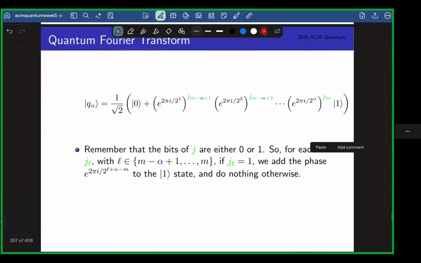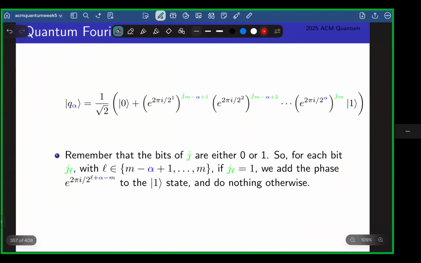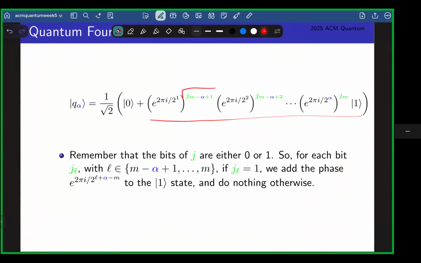Here's a very similar question. So Q alpha, we simplify to this expression where we have a product of things with these J's on top. Remember the bits of J are the estimation of theta. Remember theta is J over 2 to the M. And the bits of J are these green, that's why they're green, it's what we want to get out. The bits of J are either 0 or 1. So for each bit J_L, we add this phase, which corresponds to these numbers, if that bit is a 1, and we don't do anything if it's 0.